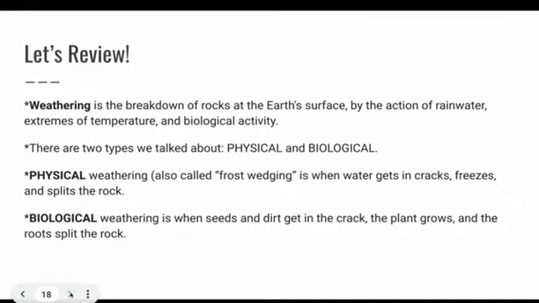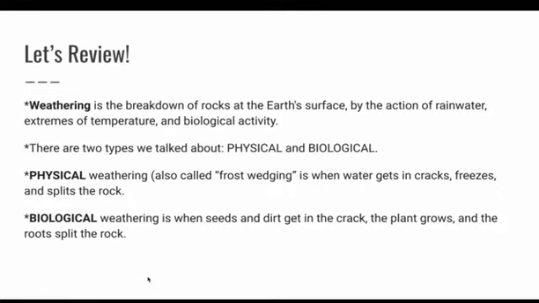Biological is the plant one, mostly. The seed gets in, the plant grows, the roots get larger and larger, and they split the rock. Okay? So those are the main differences.